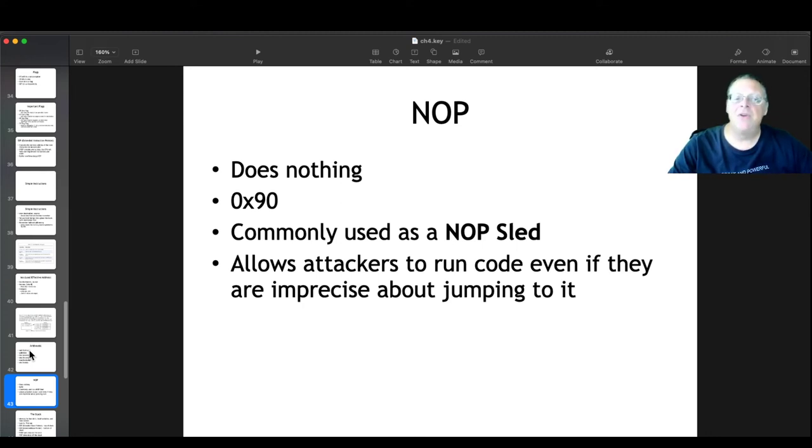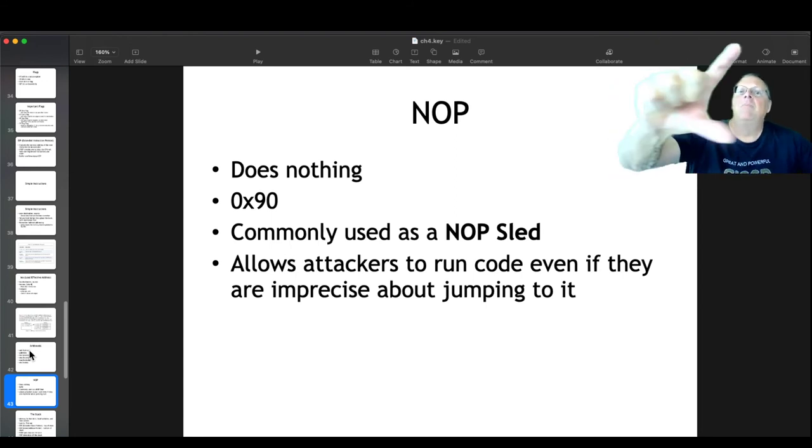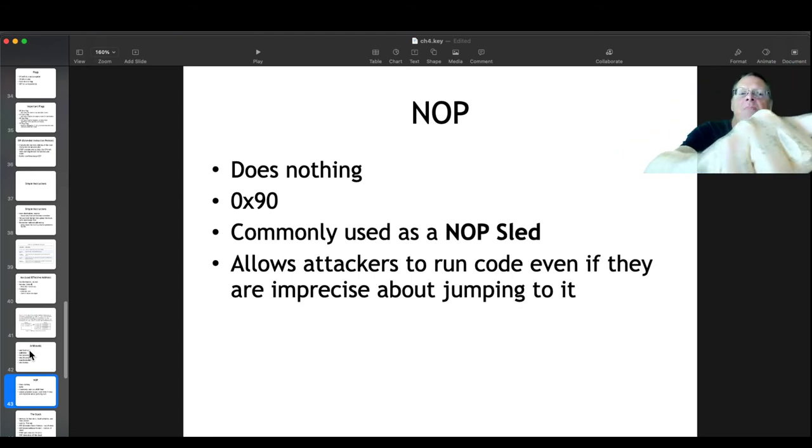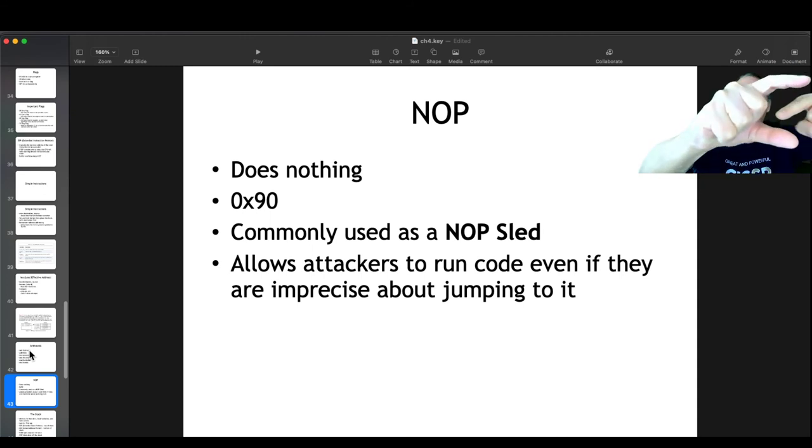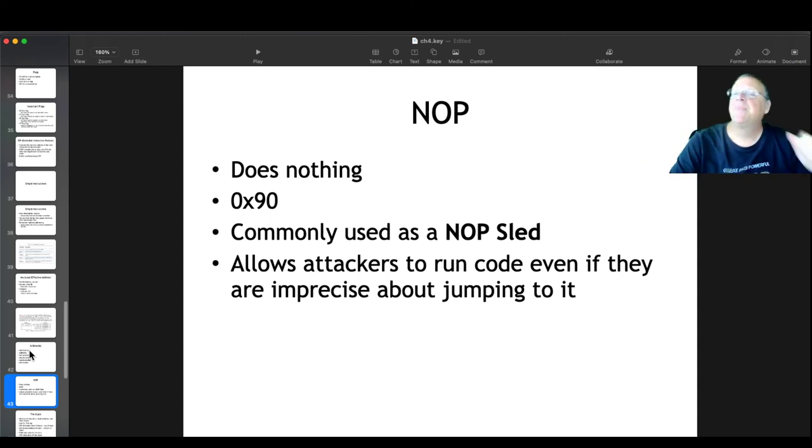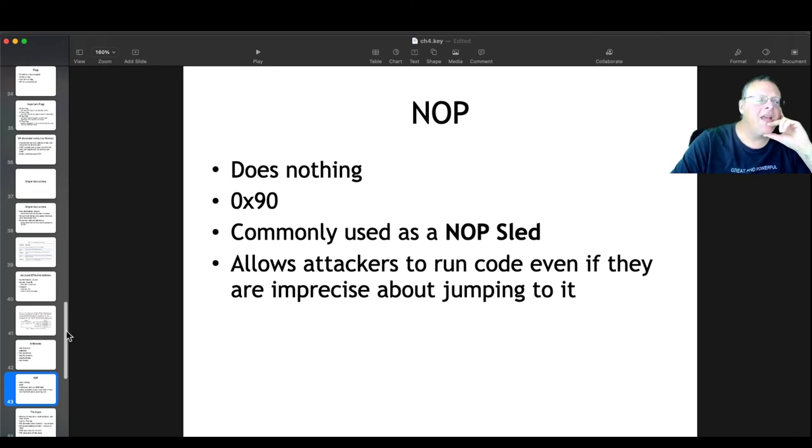And you can also make a NOP sled, which is common in attacks. You might have 1,000 or 10,000 NOPs in a row just to make a big block of memory so that if I can jump anywhere in that memory, I'll execute my code. It will do NOP, NOP, NOP, NOP, NOP, NOP, NOP, and then the egg, which is my attack. So that's one thing attackers use NOPs for.